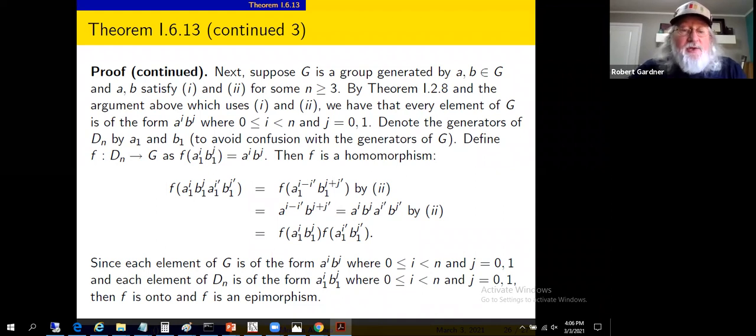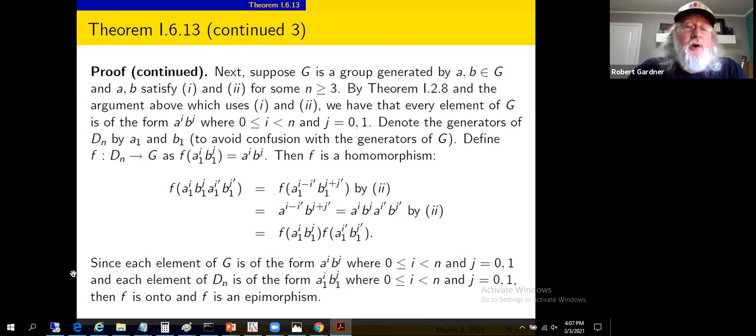We want to show we have an isomorphism. Every element of G is of the form A to the I, B to the J, same argument that we used in the dihedral group. So this mapping is in fact onto. So we have an onto homomorphism, a surjective homomorphism. That is, we have an epimorphism. We want an isomorphism. So as morphisms go, we're two-thirds of the way there. We've got the homomorphism. We've got the surjectivity, the onto. We just need the one-to-oneness. So it's missing the one-to-oneness.